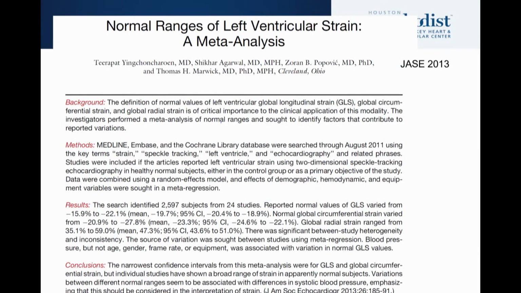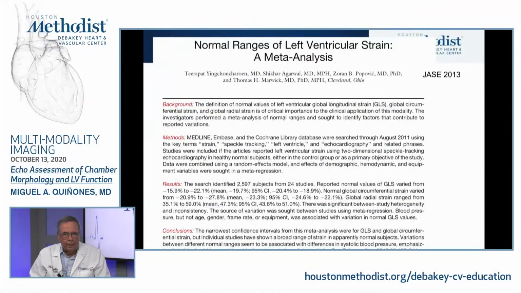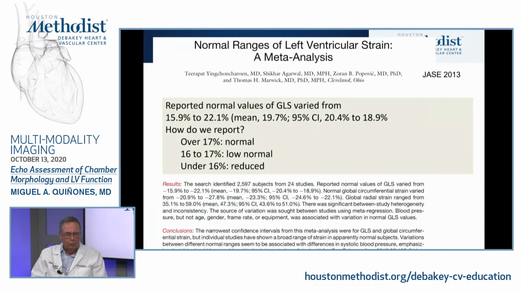What's normal? So a lot of work has been done, and a lot of publications came out with normal values. There's variation between companies, machine X versus machine Y. So all of this has been put together, and people have done meta-analysis, and the bottom line is that most normals are between 15.9 and 20-something. So in our lab, we have taken the position that anything over 17% is normal, under 16% is reduced, and between 16 and 17, we use the term low normal to give a sense.